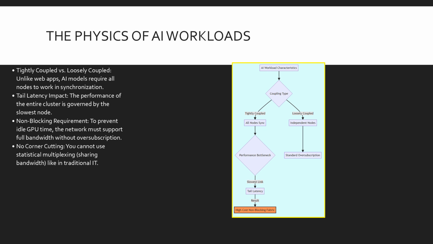We start with AI workload characteristics. The critical divergence is at coupling type. While loosely coupled apps allow for cheap standard oversubscription, AI's tightly coupled nature means all nodes sync. This leads to tail latency determining the speed, ultimately forcing the adoption of a high-cost non-blocking fabric to ensure expensive GPUs aren't waiting on the network.